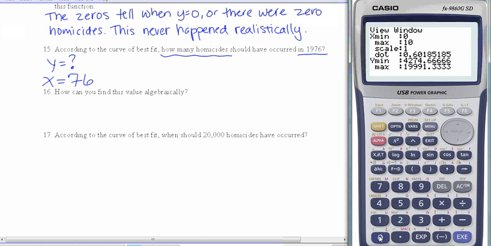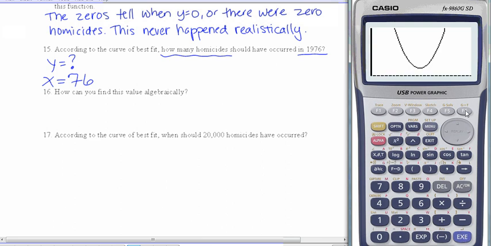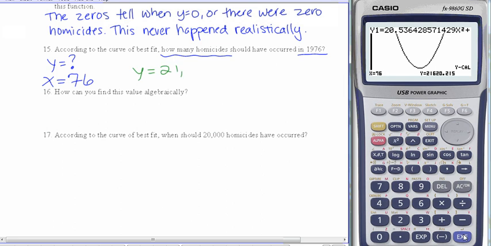In a lot of these real life problems, we're going to need to adjust our view window to give us more things in our domain. So I upped my Y max to 100. I can draw this again. And now if I go to G-solve, hit F6 for more options, I'm looking for Y, so I hit F1 to Y calculate. It asks me for X, which I know is 76. I hit enter, and it tells me that Y is 21,620.215.